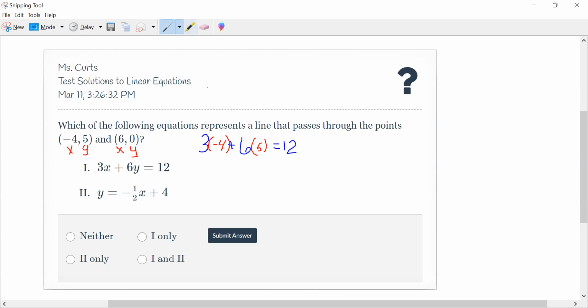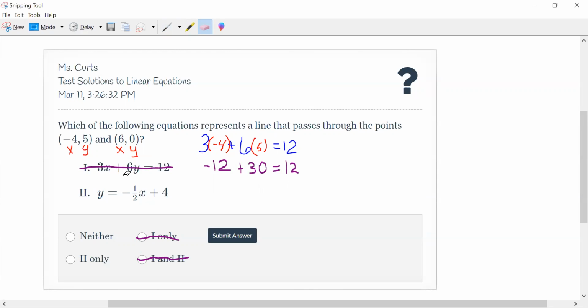Three times -4 is -12. 6 times 5 is 30. So we end up with -12 plus 30 equals 12. Well, I think that -12 plus 30 equals 18. So I'm going to say it's not this. That didn't work, which means it can't be this and it can't be this. The same as last time. Didn't do that on purpose. I don't know what problem I'm getting when I do these things.